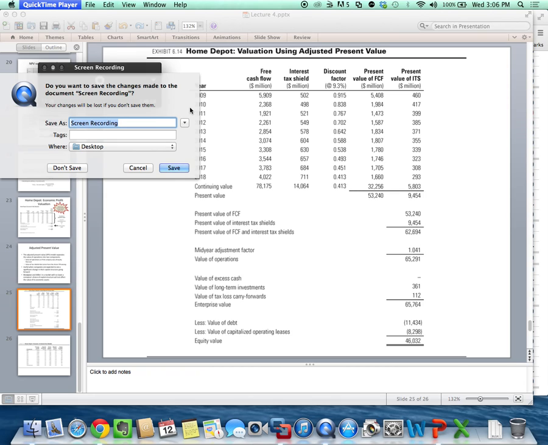Yes. So for economic profit, can you explain this table again?